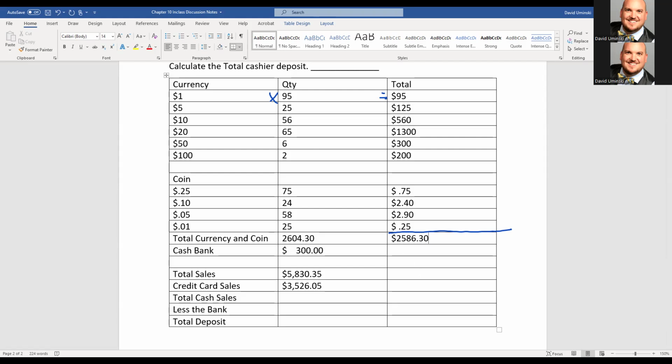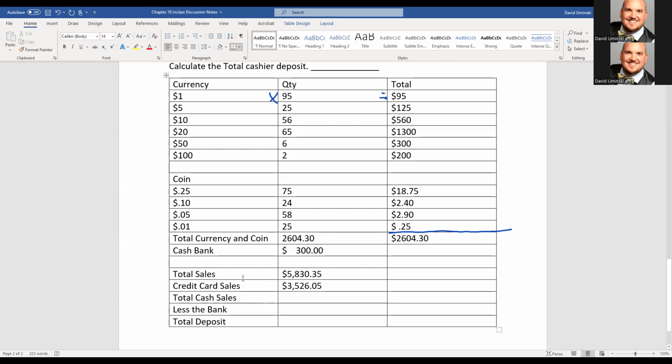All right, did we get 2586.30? That's what I'm getting, but it doesn't seem right. 2604.30. So why am I missing? Ah, look at that. I was thinking I was doing pennies. All right. So we got the 2604.30. Okay.